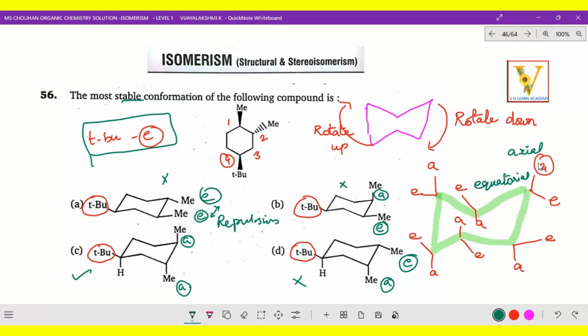See, first, right hand side upwards, axial, equatorial, equatorial, axial, like alternative positions. In the chair conformation you just draw axial, equatorial, equatorial, axial, axial, equatorial, equatorial, axial, axial, equatorial. If you remember that, you can easily identify this type of question. I hope you got the clarity. Come on, let's go to the next question.